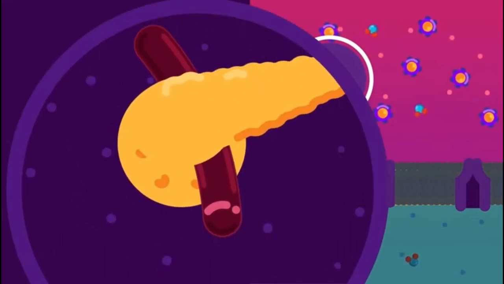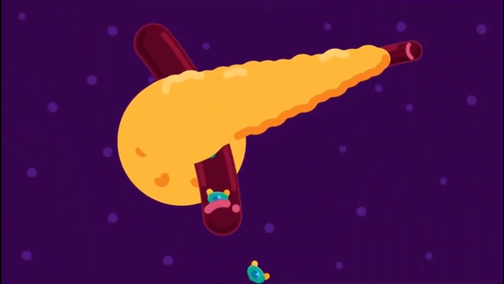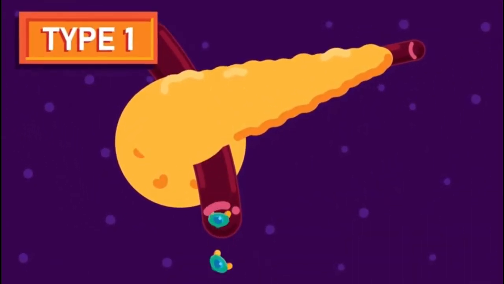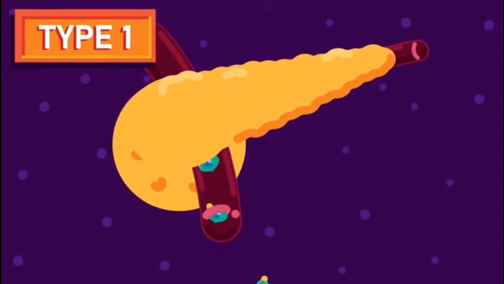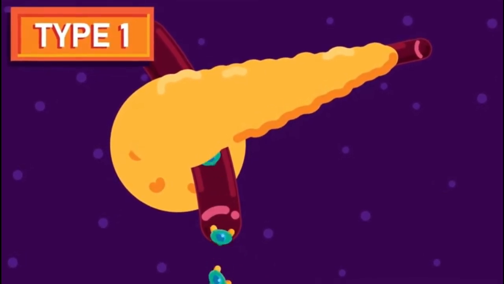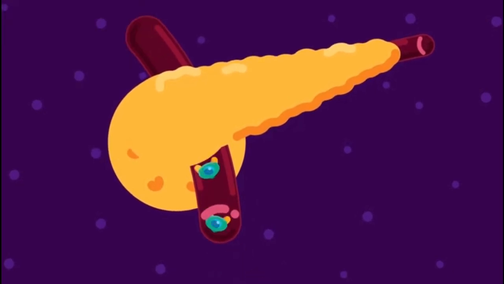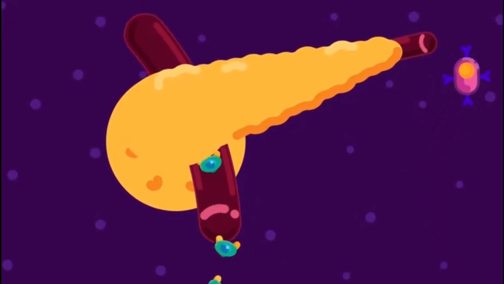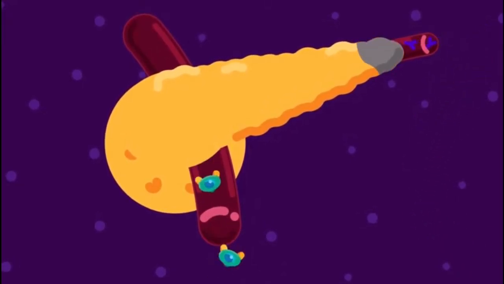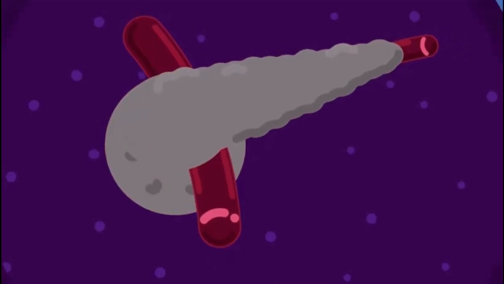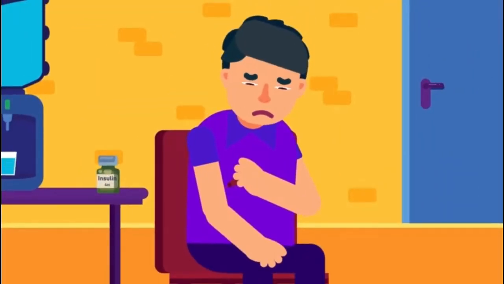Types of diabetes. Diabetes has two main types, type 1 and type 2. Type 1, also called juvenile diabetes, or insulin-dependent diabetes, is an immune system disorder. Our own immune system attacks the insulin-producing cells in the pancreas, destroying our body's ability to make insulin. With type 1 diabetes, one must take insulin to live.